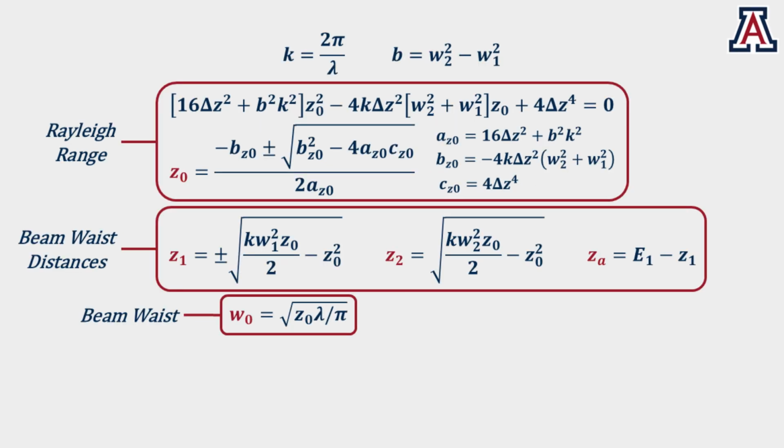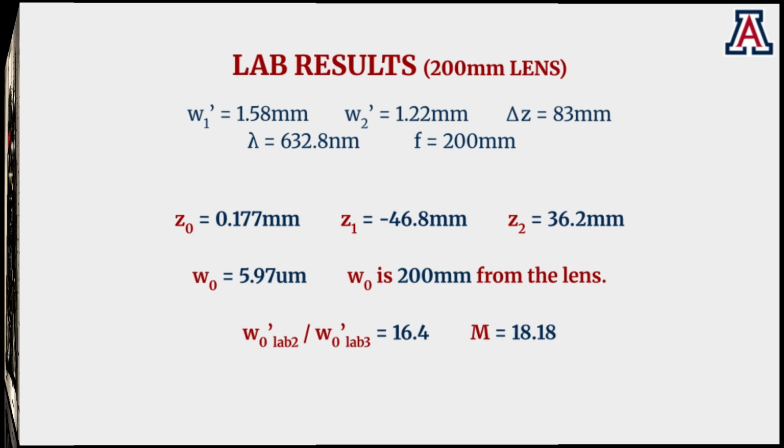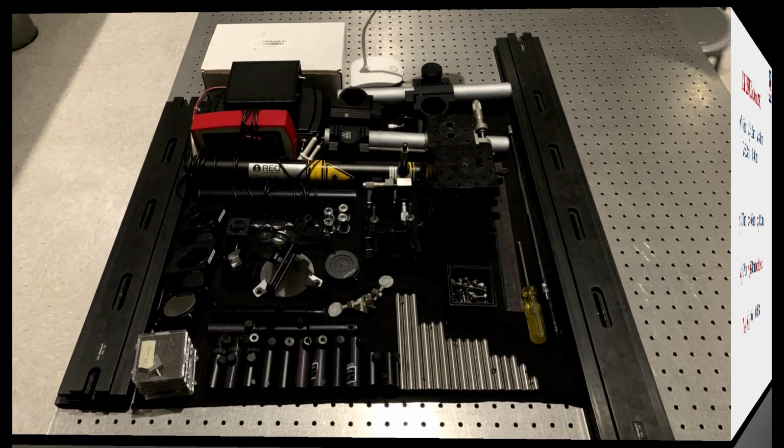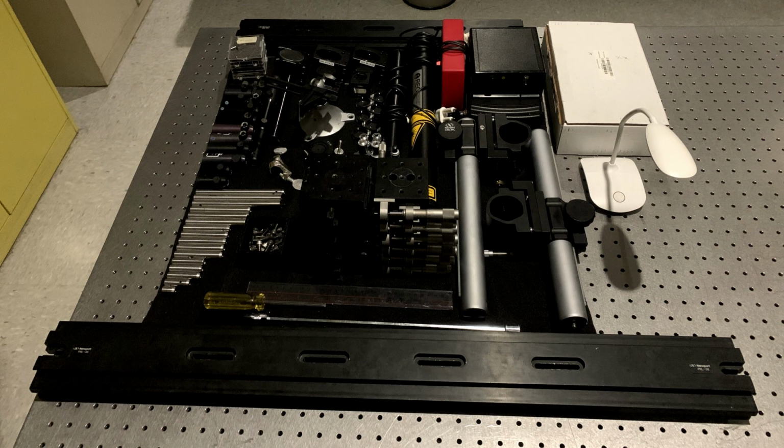Finally, we can calculate the new beam waist using the equations from the previous lab, obtaining a beam waist of 5.97 micron and a Rayleigh range of 0.177 mm. This is reduced by a factor of 16.4 compared to the previous lab's beam waist diameter, successfully creating a spot more than 10 times smaller. This also agrees fairly well with the beam expansion ratio calculated from our beam expander radii, where we expect them to equate.